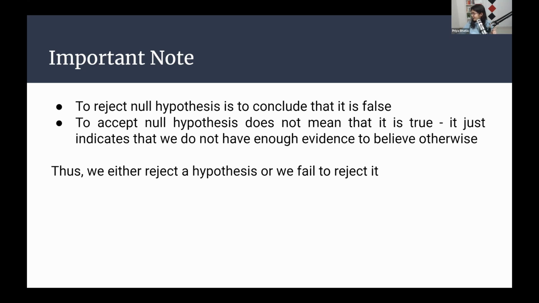The example, both are saying the same statement. I guess just the structure of the sentence is different. Yes, correct. See, when you are saying fail to reject the null hypothesis, indirectly you are saying the same thing, that you are accepting the null hypothesis. But the way to communicate this is a bit different. Why? Because it does not mean that it is true, because it indicates that we do not have enough evidence to believe otherwise. What is the meaning of this?